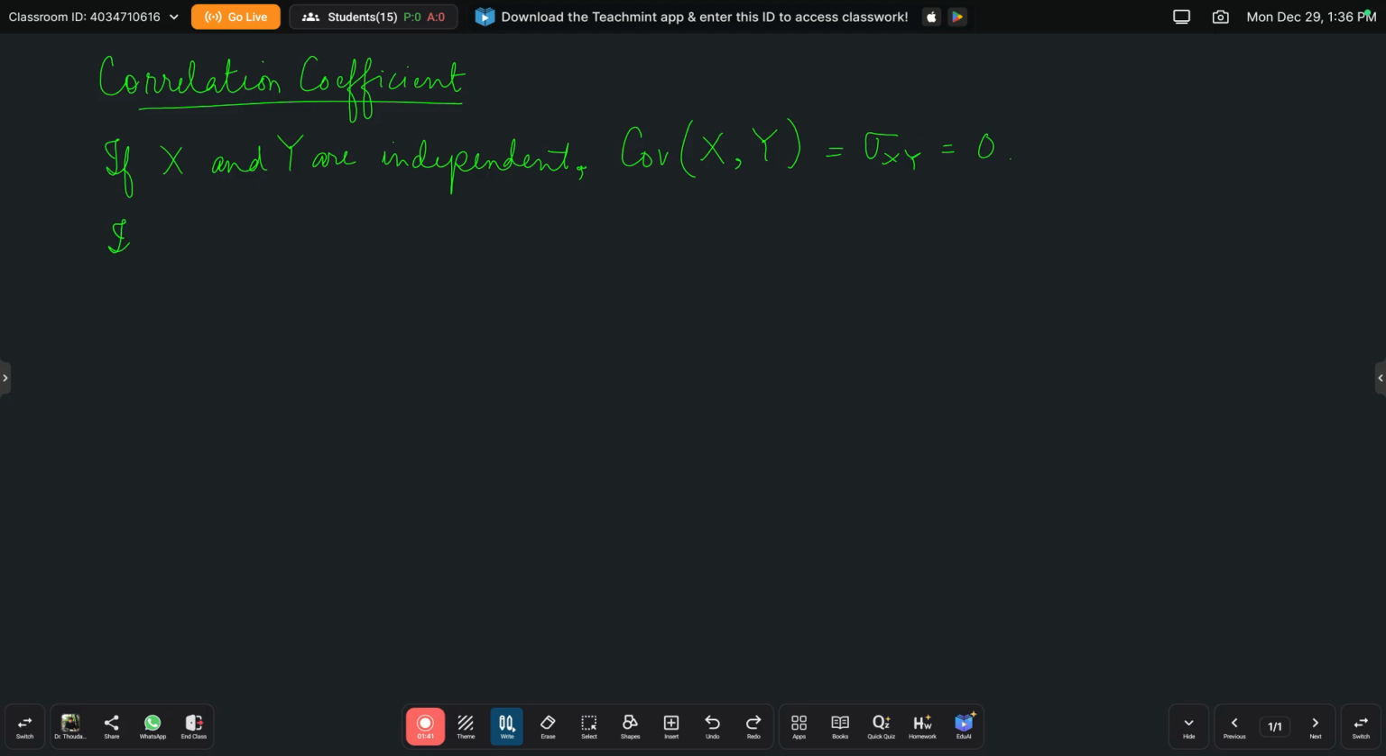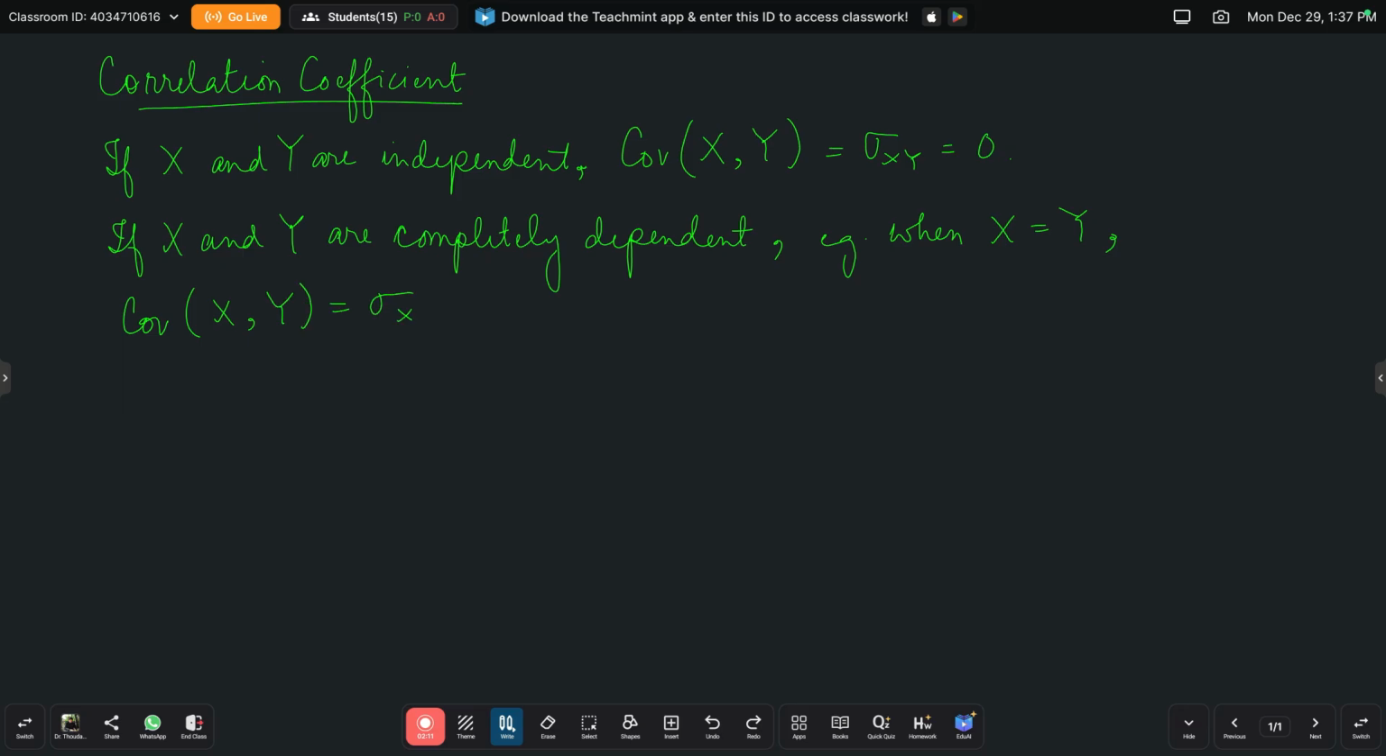On the other hand, if x and y are completely dependent, say for example when x equal to y, then covariance of x, y is the variance of x.